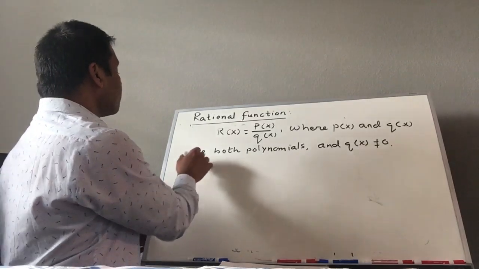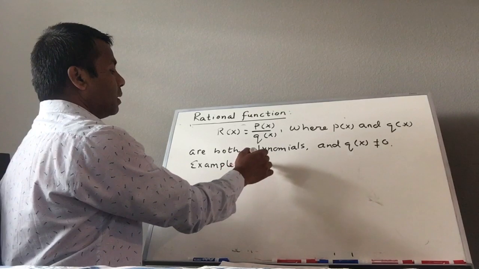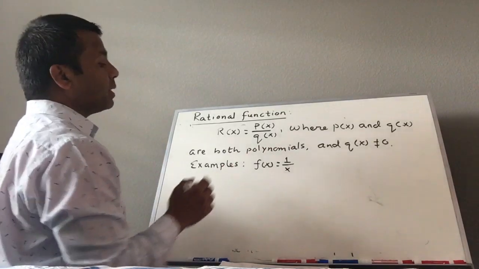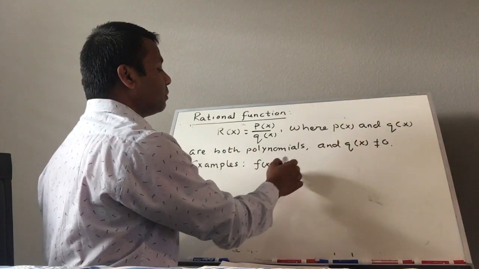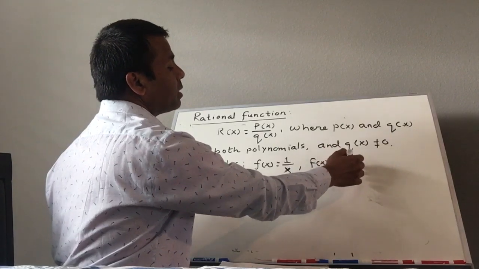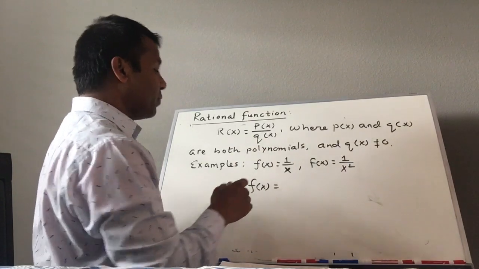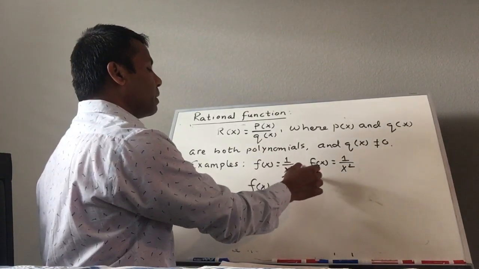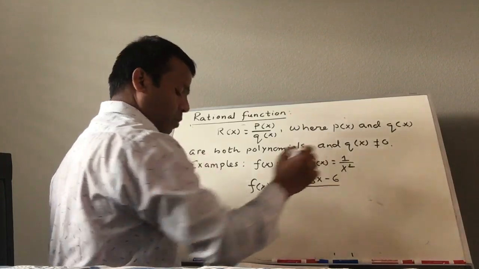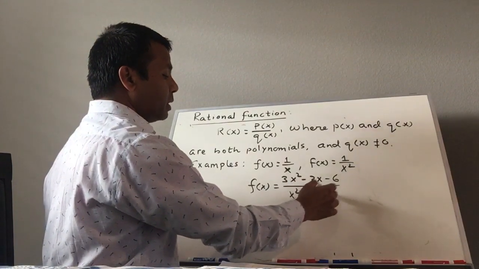So the examples: f(x) equals 1 over x, a very simple rational function; f(x) equals 1 over x squared; or f(x) equals 3x squared minus 3x minus 6 over x squared plus 8x plus 16.